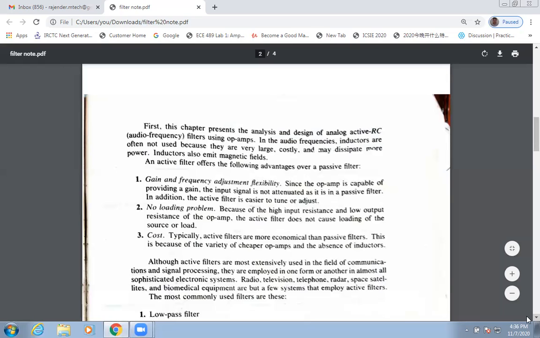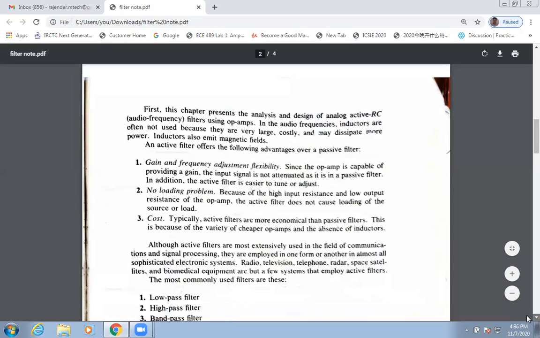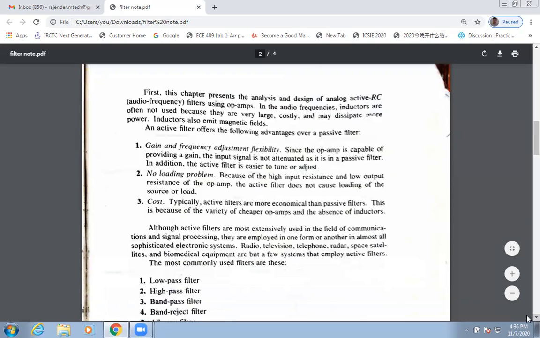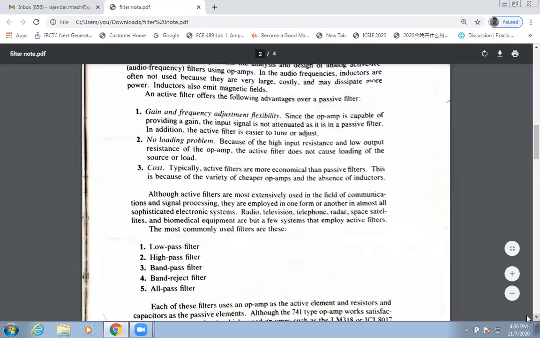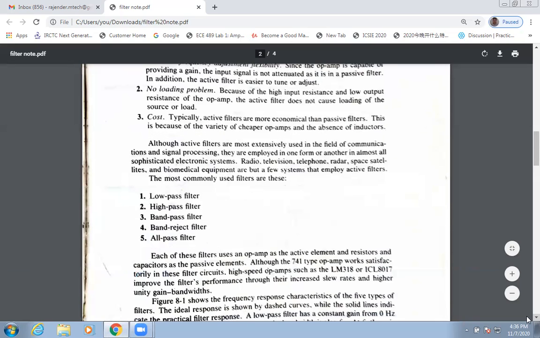advantages. The most commonly used filters are low pass filter, high pass filter, band pass filter, band reject filter, and last is all pass filters. Each of these filters uses op-amp as an active element and resistors and capacitors as passive elements.